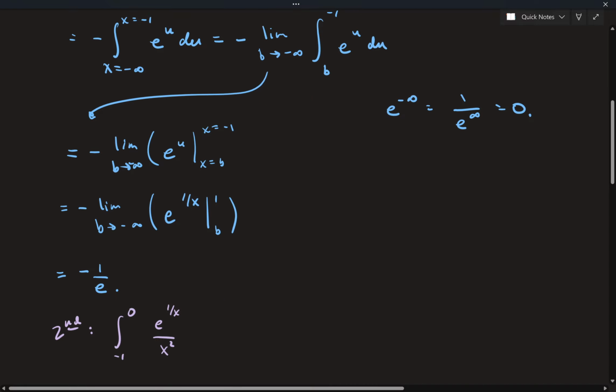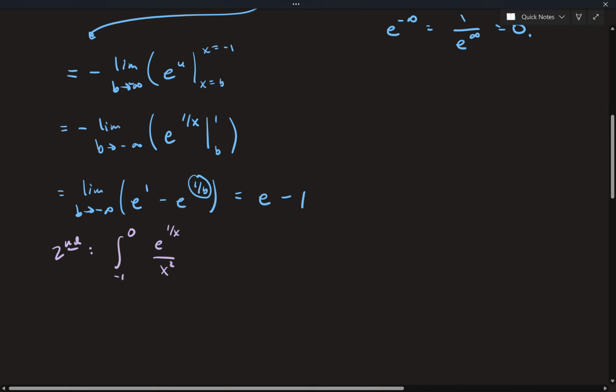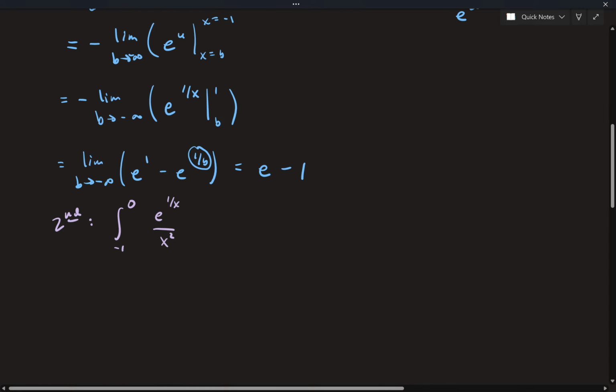From b to 1, that becomes limit b goes to negative infinity of e to the 1 over 1 minus e to the 1 over b. Take the limit, b goes to negative infinity, I get e. 1 over negative infinity is 0, and e to the 0 is 1, so I get minus 1. Lesson learned. Last one. I have to take the limit on the other side now.